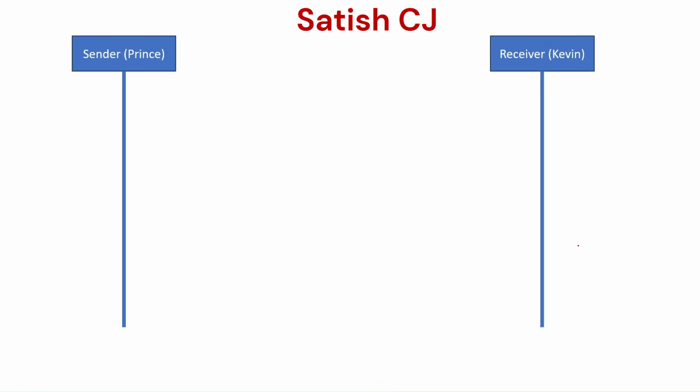Let's take two parties who want to communicate, that is the sender Prince and the person who will receive the messages, the receiver Kevin. So you can think of the sender to be a server which is going to transmit data to the receiver who is the client. So we are taking two parties. One is the sender who sends a message and the receiver who receives the message. Let's say the sender sends the message hello to this receiver.